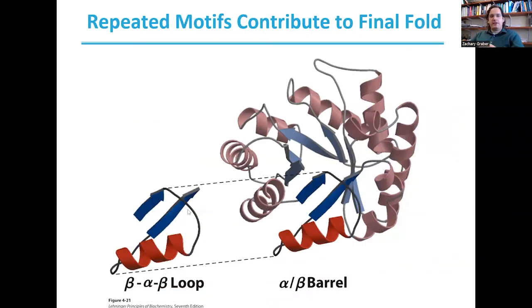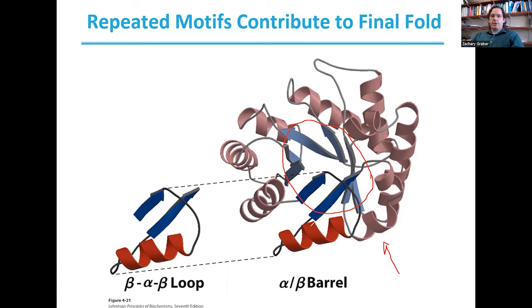We can then use these beta alpha beta loops in a variety of different formations. We can even combine multiple beta alpha beta loops together, and we can make this alpha beta barrel here. Notice how we now have an inner layer of beta sheets, and here it's essentially a twisted beta sheet, almost like our beta barrel. And we have our alpha helices here on the outside, surrounding it in this barrel-like structure.